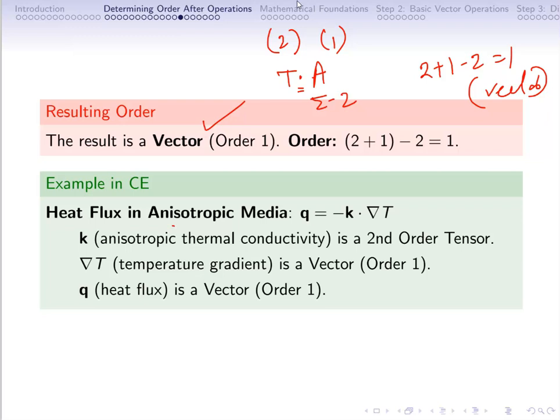So q is equal to minus k del T. So here k is a second order tensor, order 2, and del T is order 1. Because of the dot, we have to do minus 2. So ultimately the dot product of this is nothing but a vector, meaning order 1.